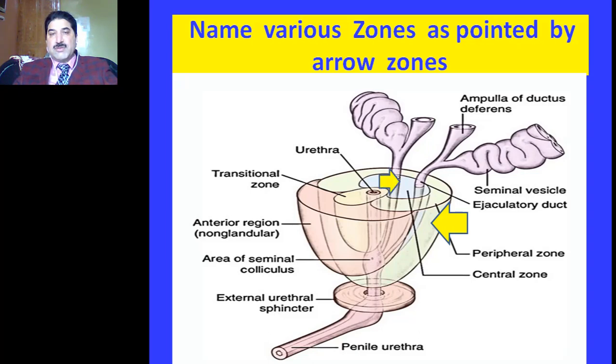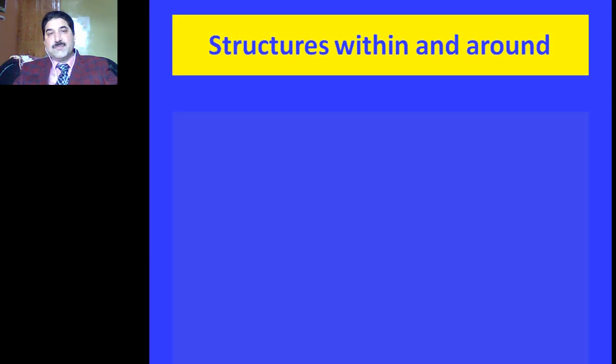Now this zone of the prostate, as shown in the diagram, surrounds the ejaculatory ducts. It is cone-shaped and is surrounded by the peripheral zone. So the zone is the central zone of the prostate. Now this zone of the prostate, as shown by this arrow, surrounds the preprostatic urethra. So this is the transition zone of the prostate. And anteriorly we have the anterior region of non-glandular tissue.